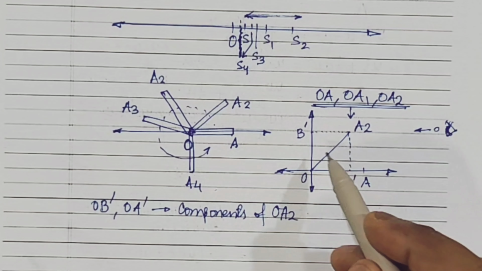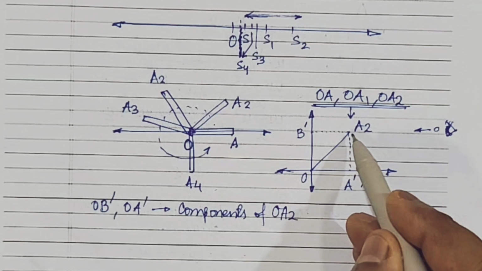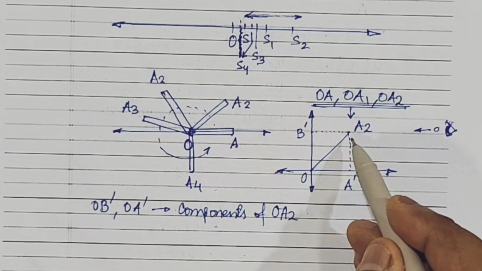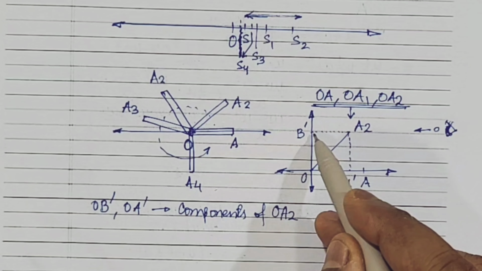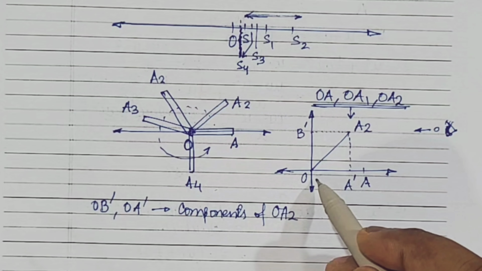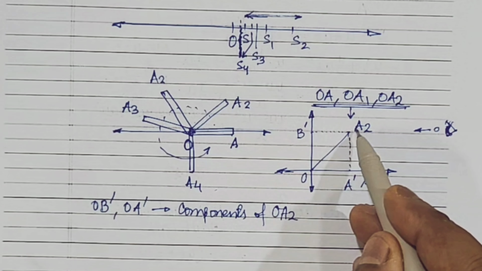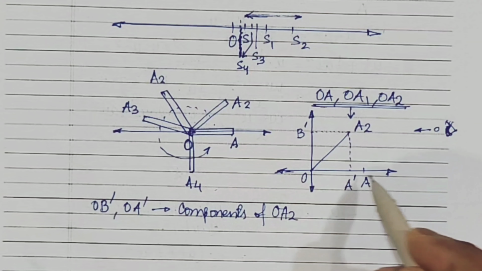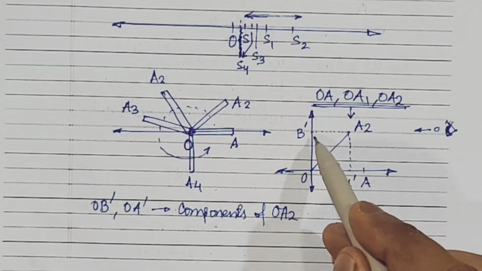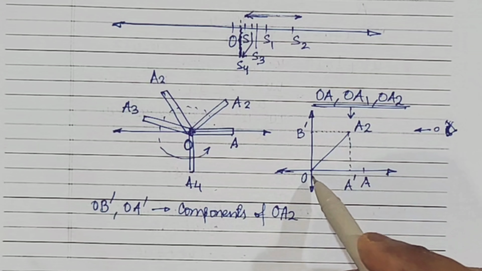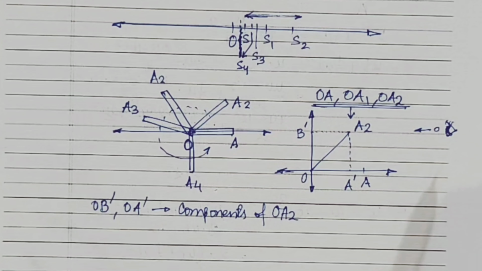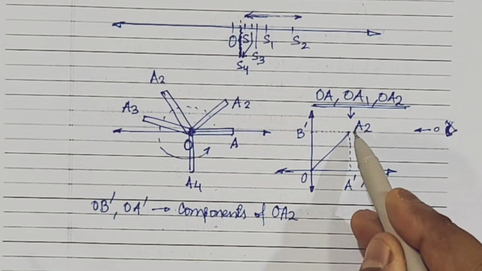The mathematical way of looking at that is, since we know that here B prime A2 is on a line which is perpendicular to this vertical axis, and the vertical axis is perpendicular to the horizontal axis, B prime A2 is a line parallel to OA. As you can clearly see, OA prime A2 B prime is a rectangle. So OB prime is equal to A2 A prime.